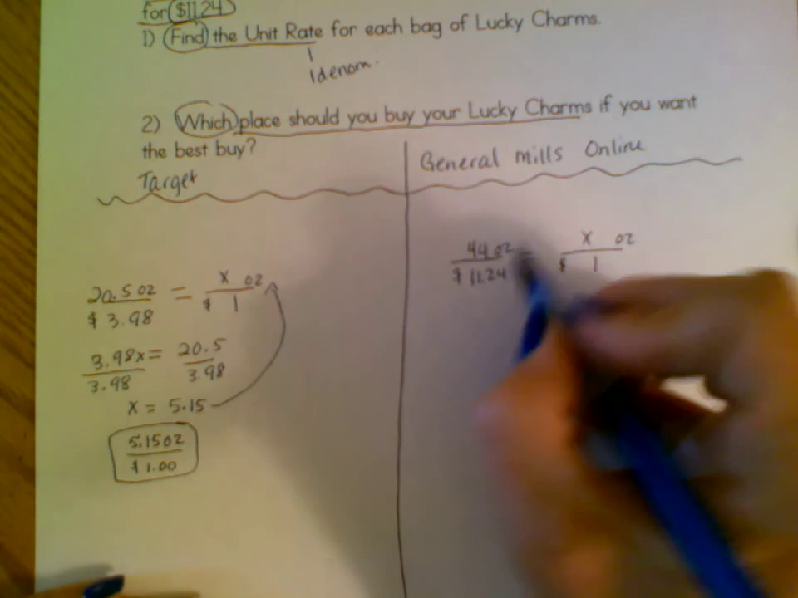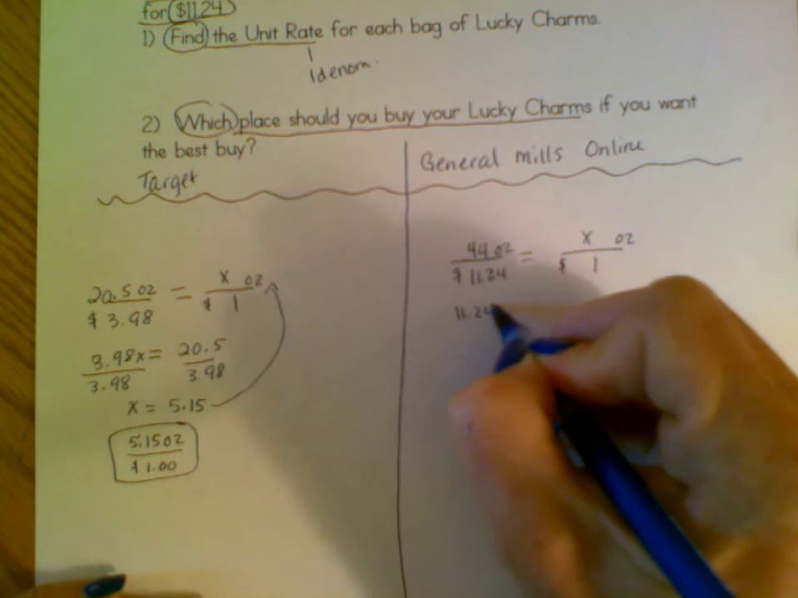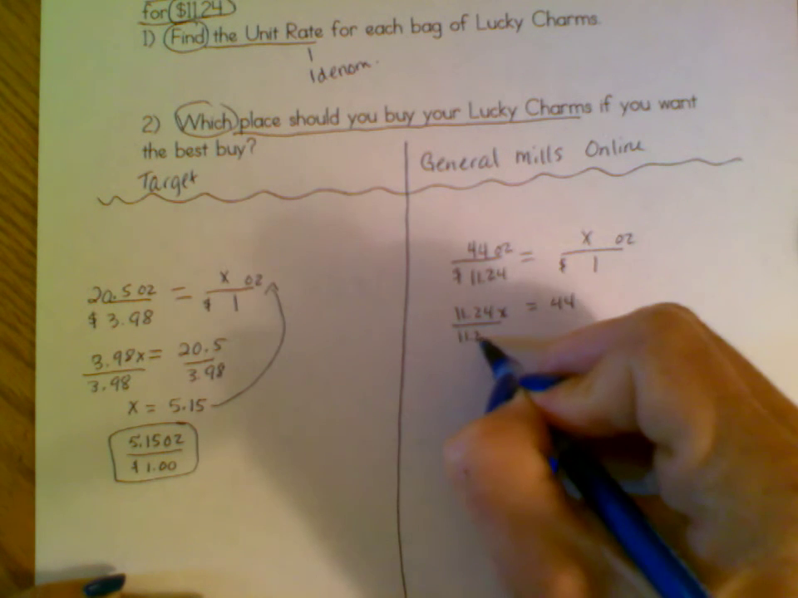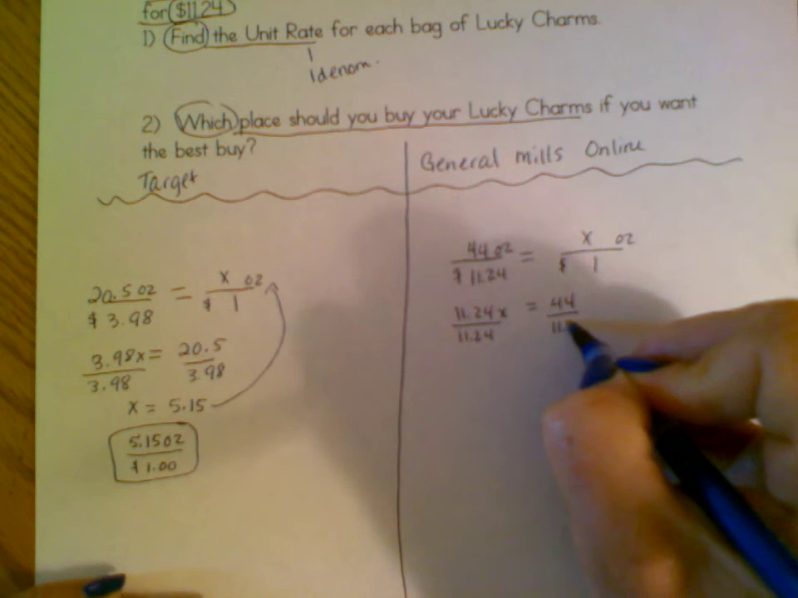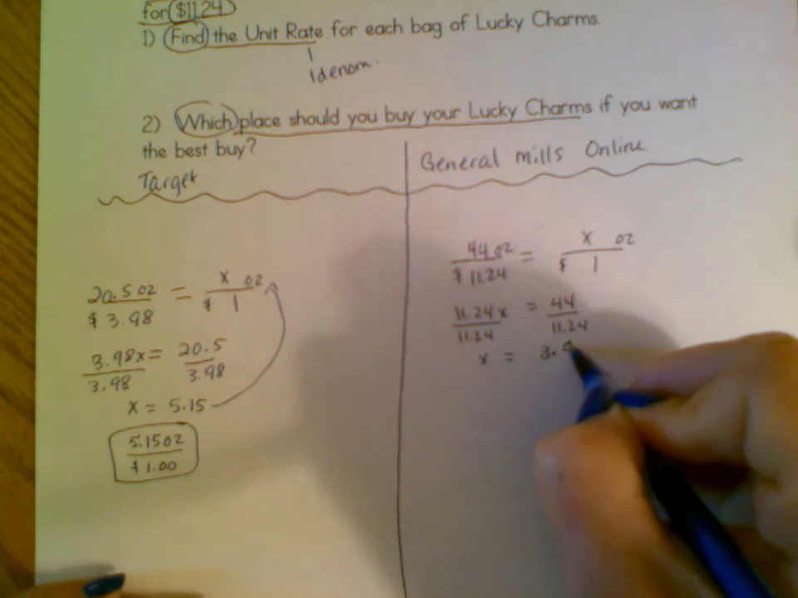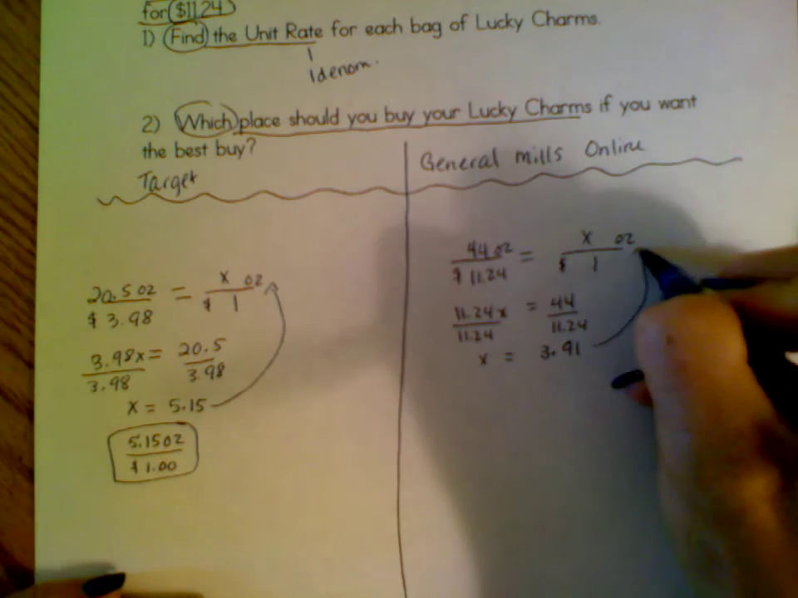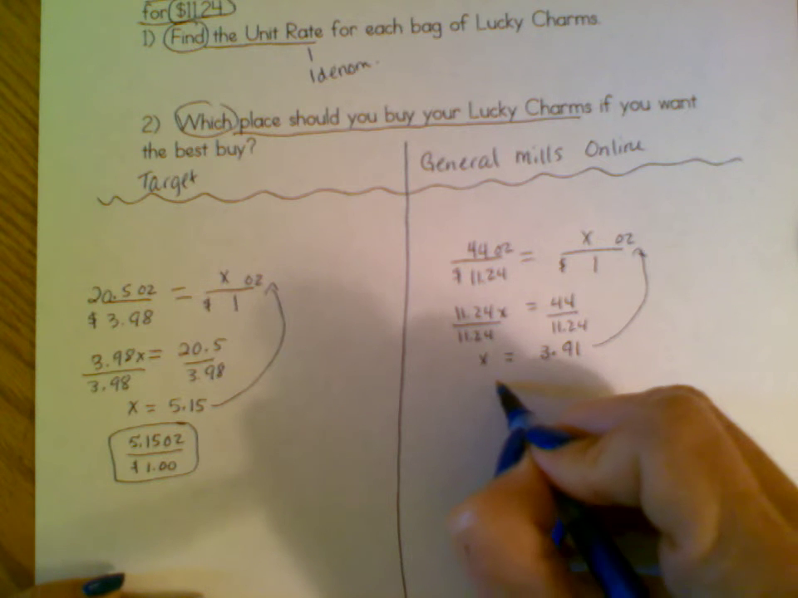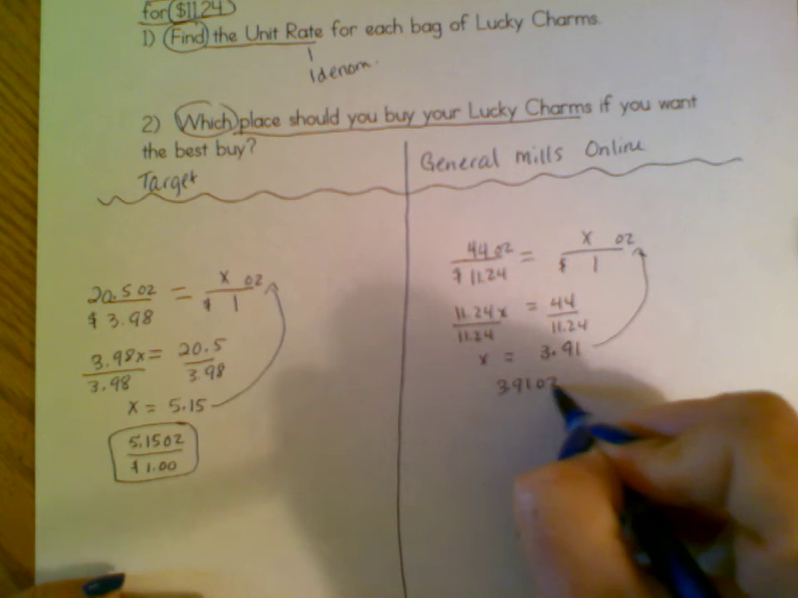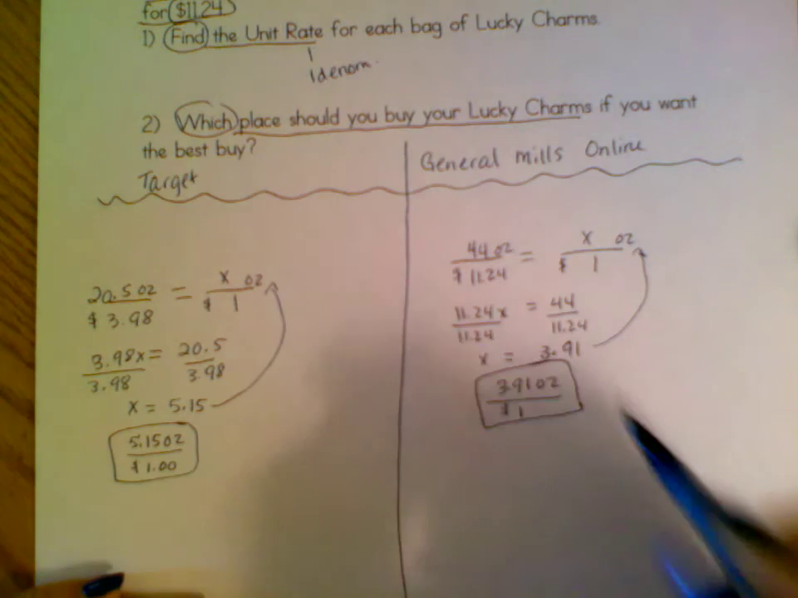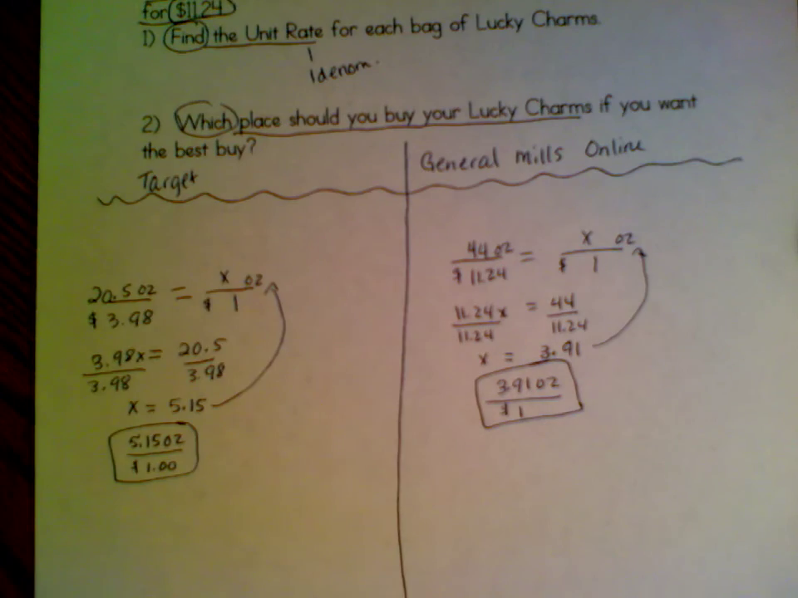Now I'm going to do the same thing over here. I'm going to use means and extremes. 11.24x is equal to 44. If I divide by 11.24 on both sides, I get x equals 3.91. What is that label? It's ounces. So I need to write it as a unit rate: 3.91 ounces over $1. Now I've answered part 1. I found a unit rate for each one.